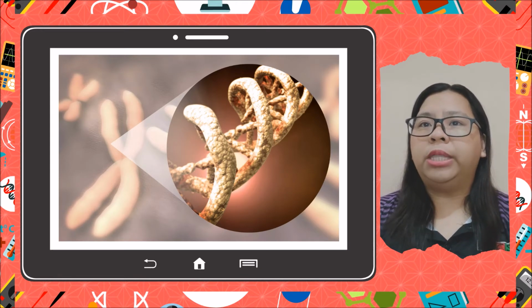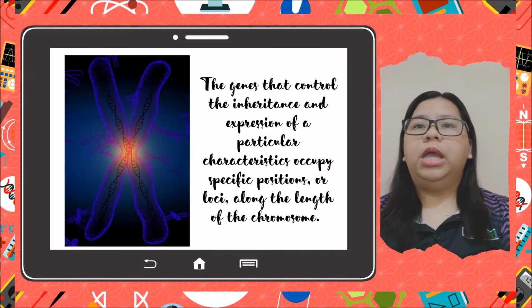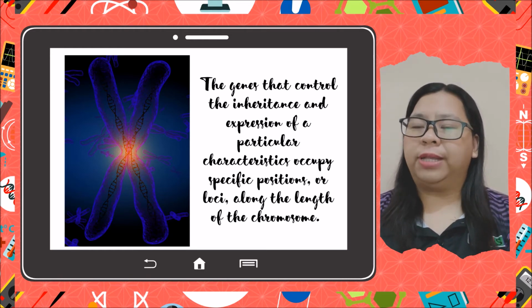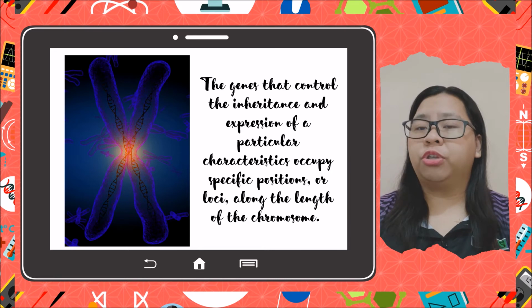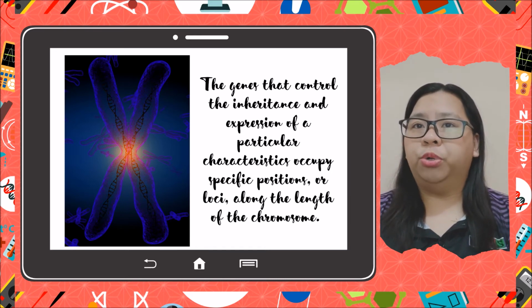Each chromatid is made up of very long DNA. Each DNA consists of several genes. The location of the centromere is specific for each kind of chromosome found in the nucleus of a cell. The genes that control the inheritance and expression of a particular characteristic occupy specific positions, also known as loci, along the length of the chromosome.